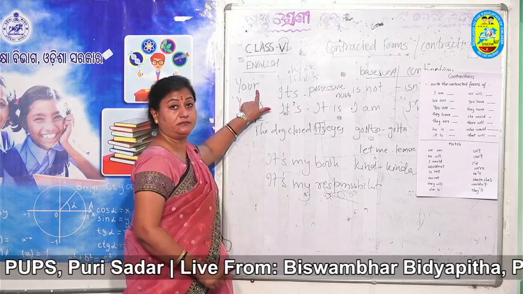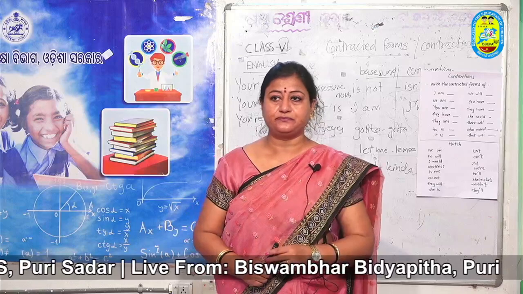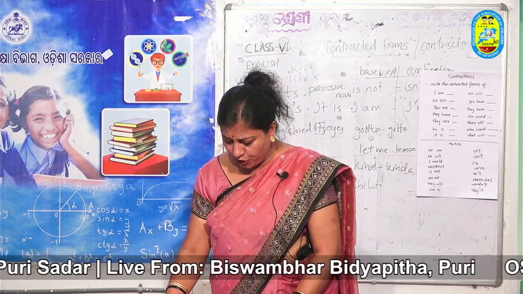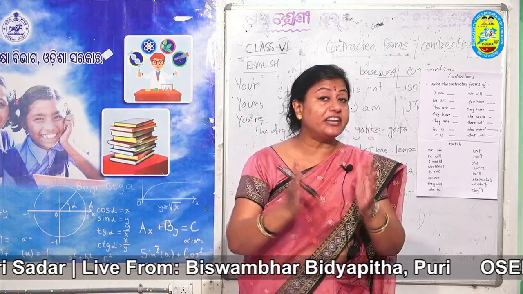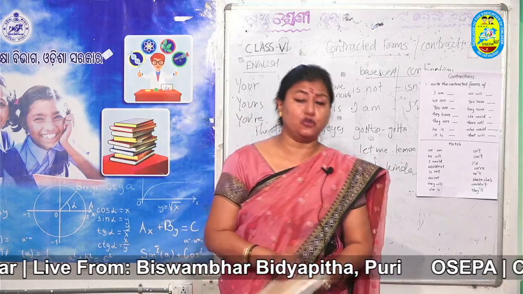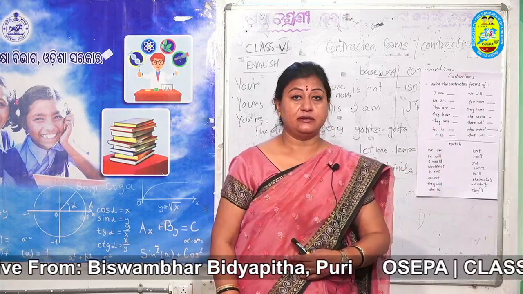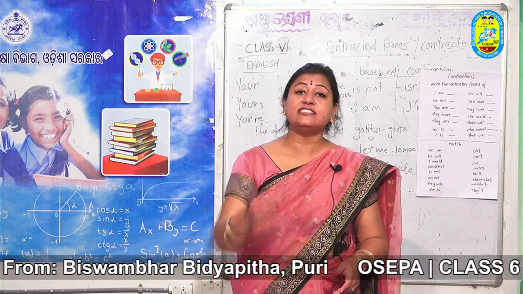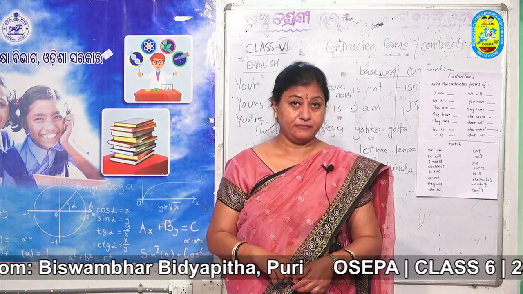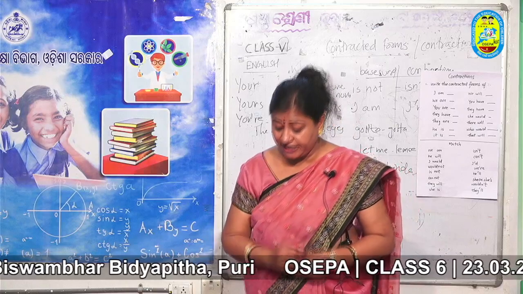Your. This is your book, right? This is your book. This is a possessive determiner. It tells whom this book belongs to. This is your book. That is your house. This is your dog. This is your pen. So this is a possessive determiner.